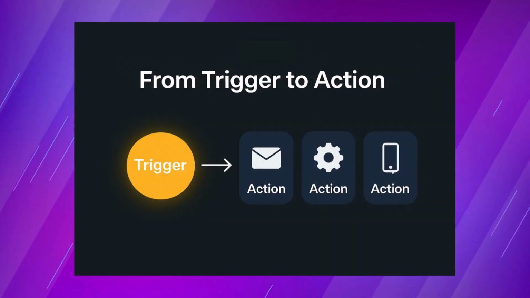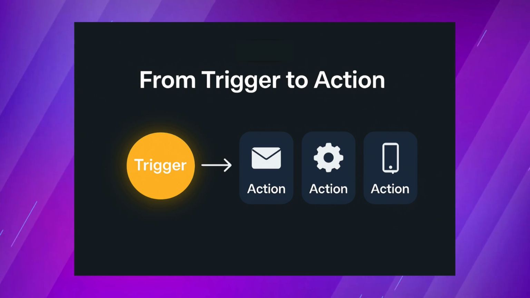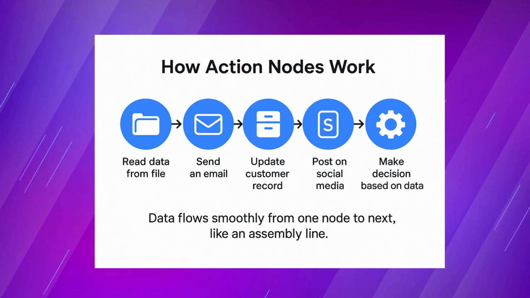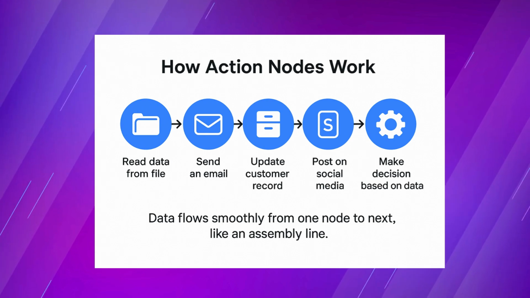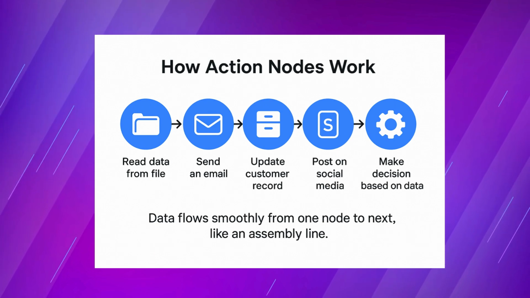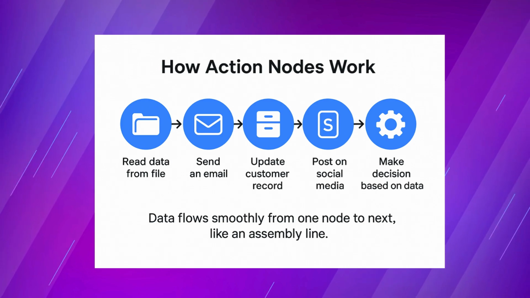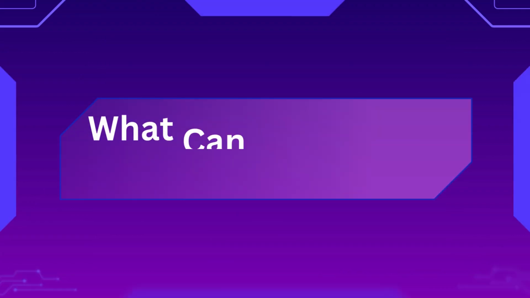Once the trigger fires, action nodes take over. These are the workhorses. An action node might read data from a file, send an email, update a customer record, post to social media, or make a decision based on the information it receives. The data simply flows from one node to the next, like an assembly line.